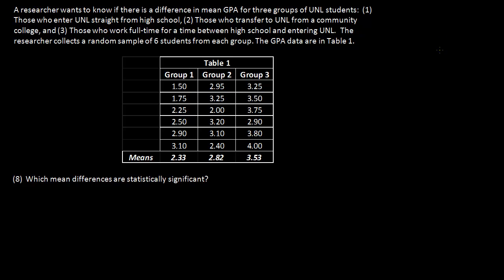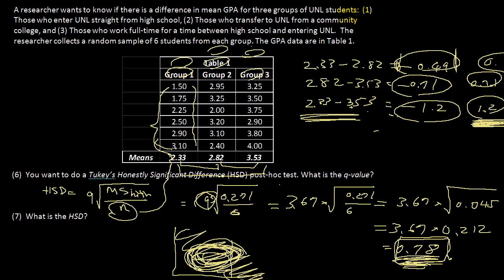Question number 8: which mean differences are statistically significant? That's what I just did. Question number 7: what is the HSD? This is the HSD value. And what is the Q value? The Q value was this. I used a Q table with the number of groups and the degree of freedom within.